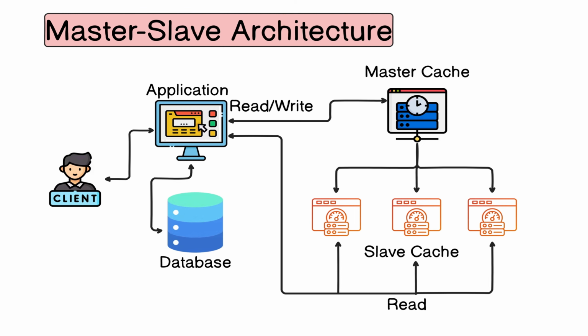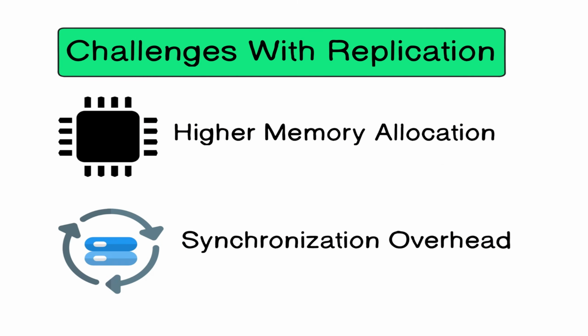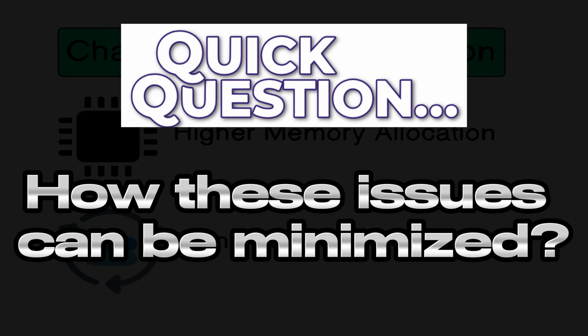In this approach, since the data is stored multiple times, it needs a higher memory allocation. Also, there is a synchronization overhead for keeping all the replicas updated and in sync. Now here is a question for you. Can you tell me how these issues can be optimized?